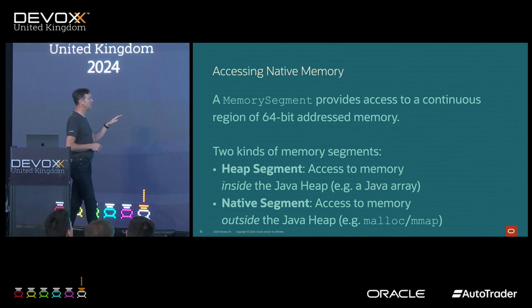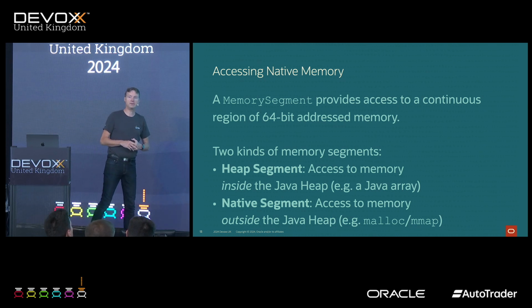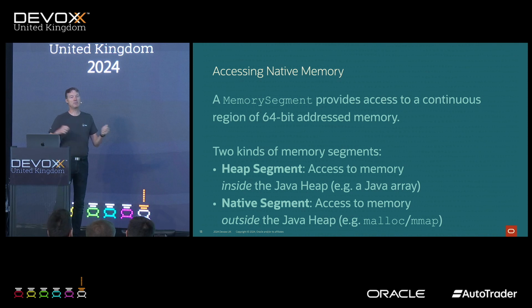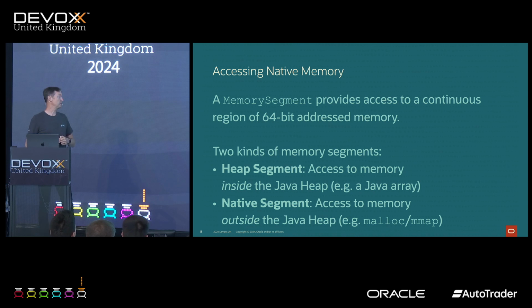It is important to remember that anything on the heap can be moved by the garbage collector. So the absolute address might change for a heap segment, whereas for a native segment, it will remain the same throughout its life cycle.